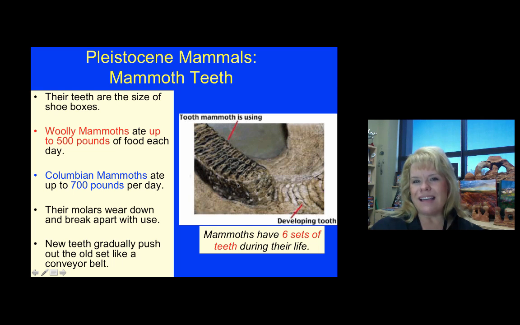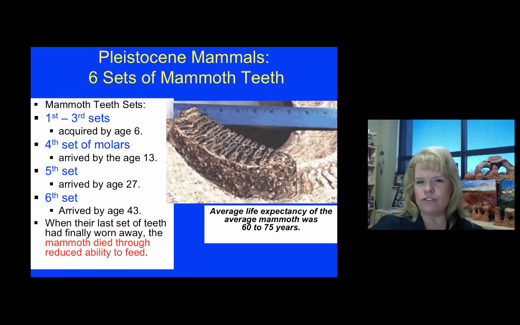So we can tell how old an animal is simply by looking at their teeth if we find them in the fossil record. So when did they get their teeth? These are great test questions. The first sets, 1 through 3, are acquired by the end of age 6, so they're your baby teeth.